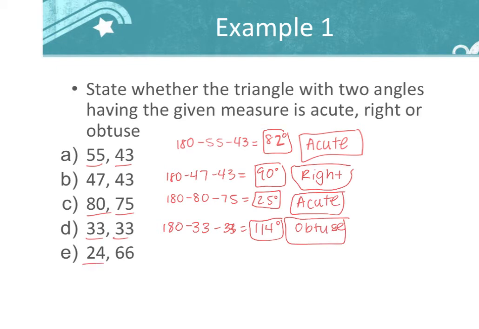And then lastly, we've got 24 and 66. So let's take 180 minus 24 minus 66, and we get 90. So therefore, it's a right triangle, okay? So if you're ever given two of the angles, you can figure out the third one of a triangle just based on taking 180 minus the first two that you're given.